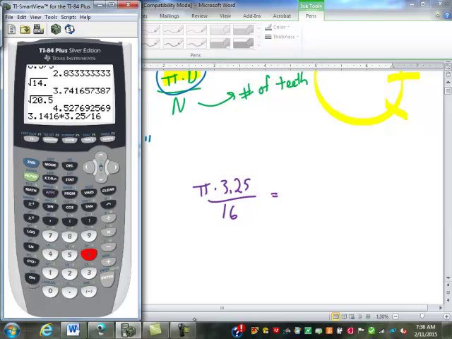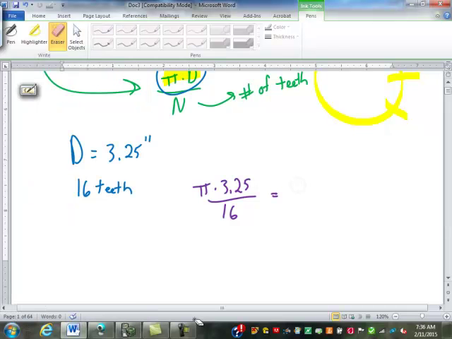What'd you get? 0.64. Perfect. So you have a pitch of 0.64. What that's telling us is approximately, and that actually is in inches, so it's about 0.64 inches, a little over 5/8 of an inch between teeth.